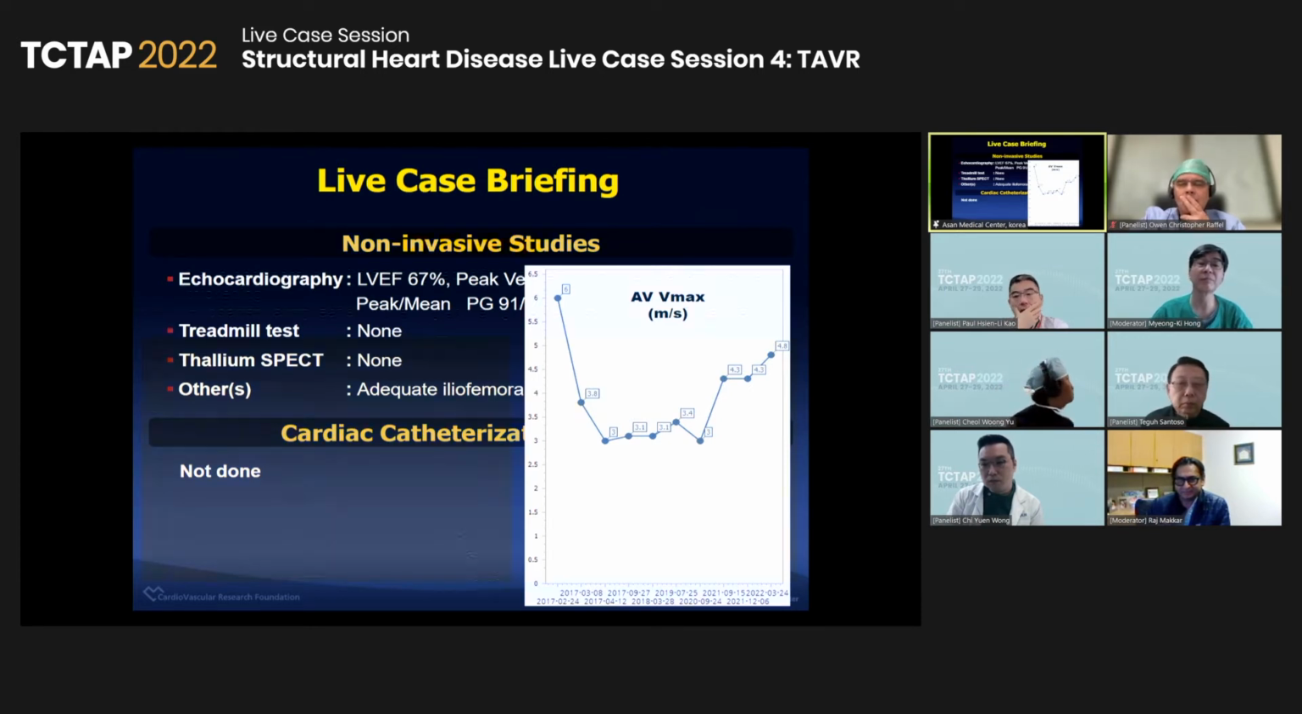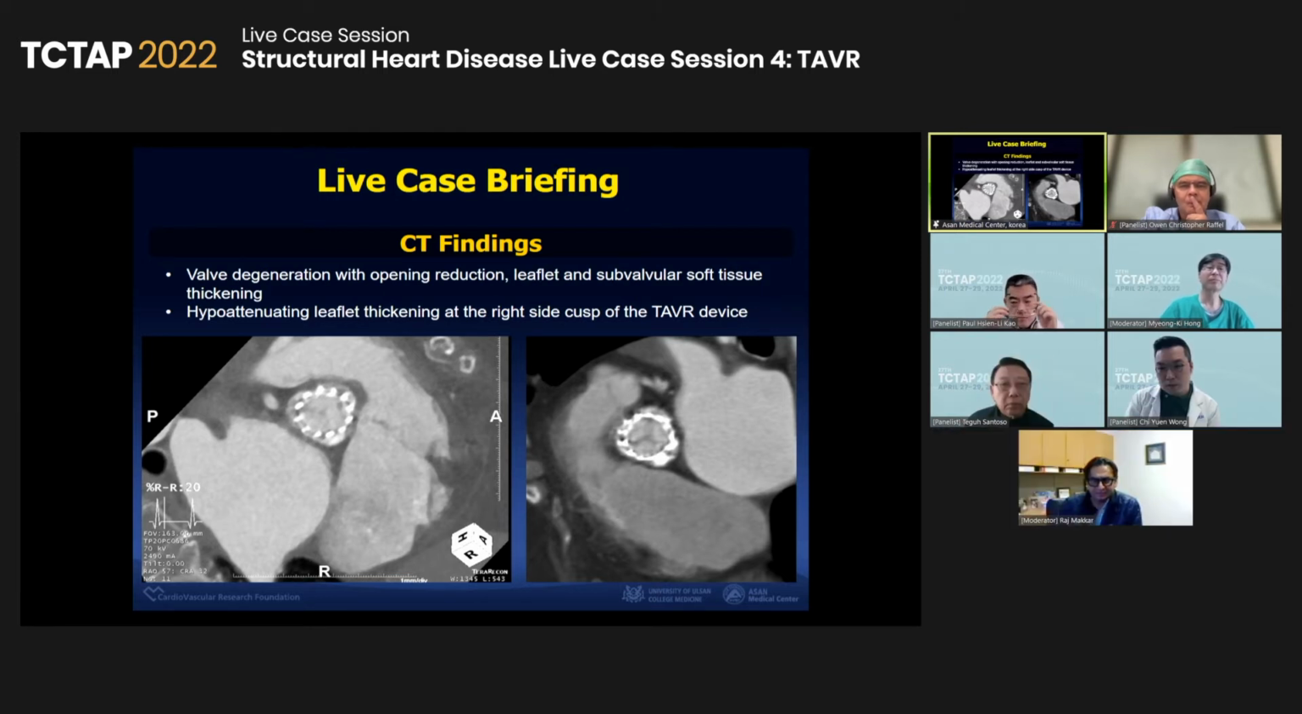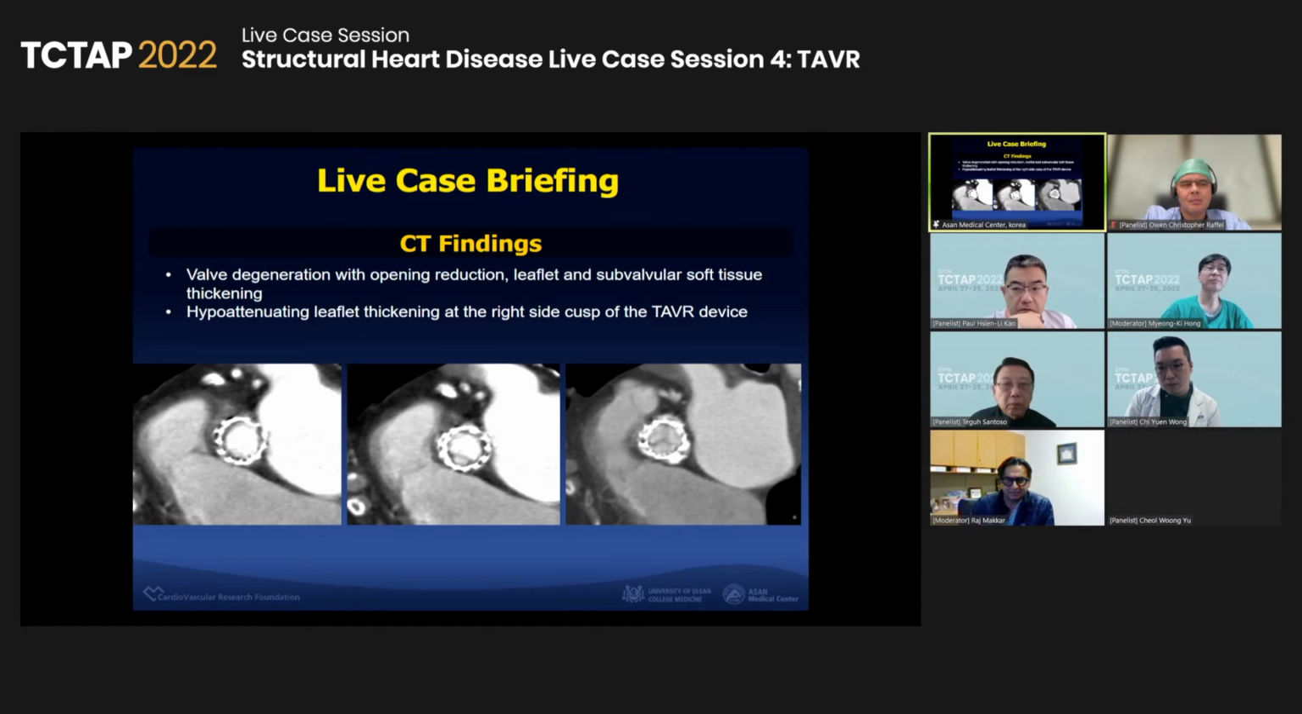CT showed valve degeneration with reduced opening, leaflet and subvalvular soft tissue thickening, and also hypoattenuating leaflet thickening at the right coronary cusp of the TAVI valve. So first we suspected valve thrombosis, but even after 6 months of anticoagulation with warfarin with an appropriate INR, it did not change.